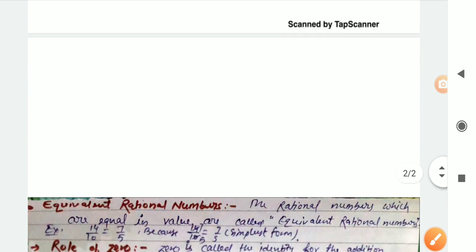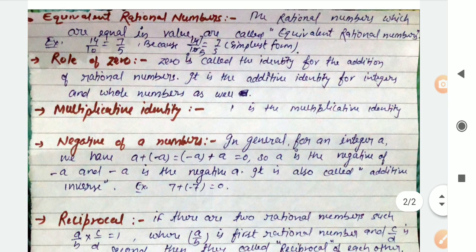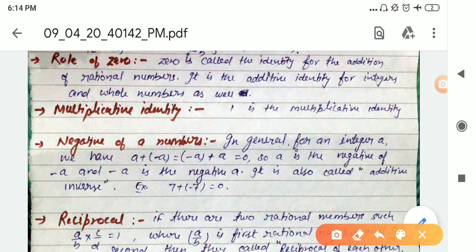Let's see what is next. As I was saying, I'm going to explain equivalent rational numbers. What is an equivalent rational number? We can say the rational numbers which are equal in value. For example, as I gave you one example, let me take another one. We have 10 by 12.